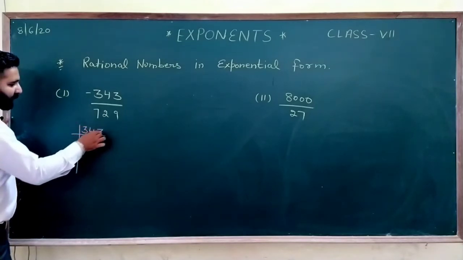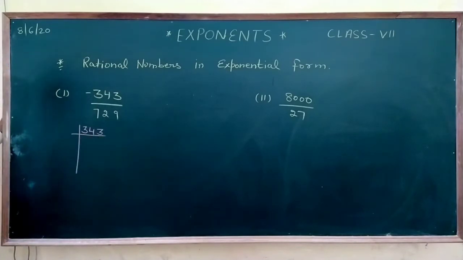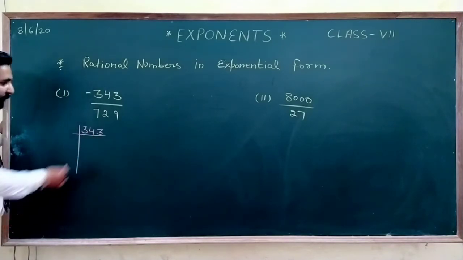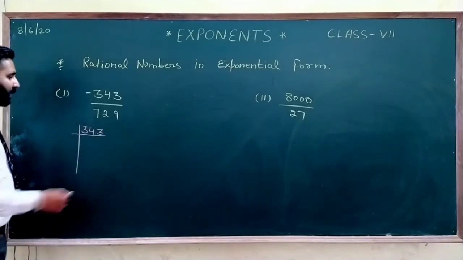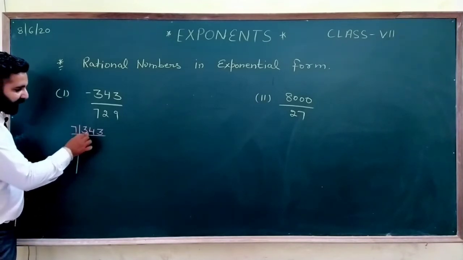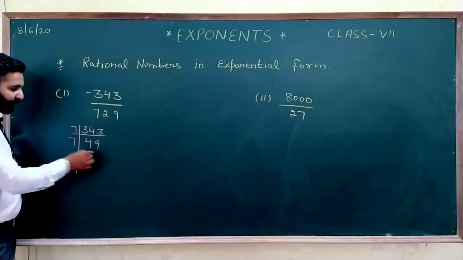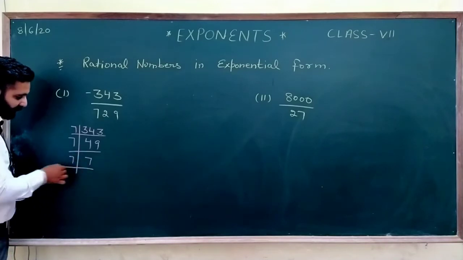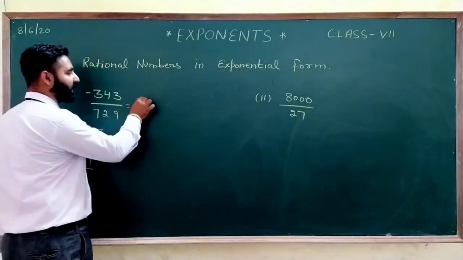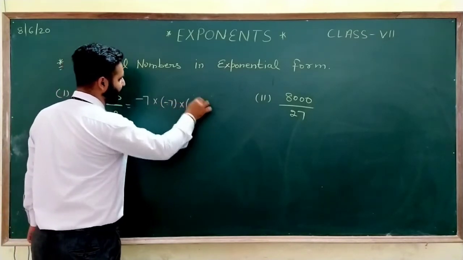So first the numerator is 343. Check it on the first prime number 2, it is not divisible. Then check it on 3, 3 ones are no. 5, on 5 also no, because at unit place we have 3. The next prime number is 7. So 7 4s are 28, 63 means 9s are. Fine. Again on the table of 7, 7 and 1. Fine. So the sign of minus also we are having. So we can write it minus 7 multiplied by minus 7, 3 times by itself.